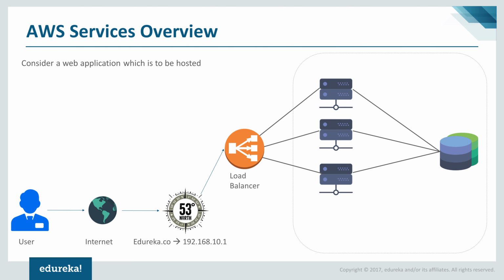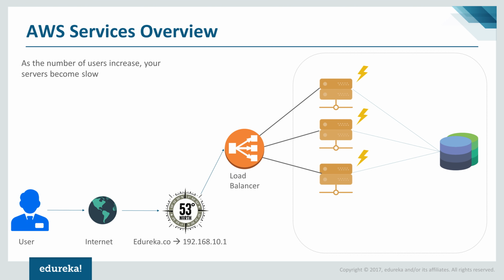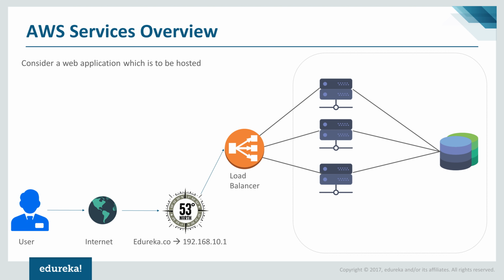How does it function? The user goes onto the internet and types in a web address, right? That web address then goes to a DNS server. That DNS server basically converts it into an IP address. That IP address points to a load balancer. That load balancer in turn distributes the traffic among many servers, and you end up on any one of these servers. This is how it happens, right?